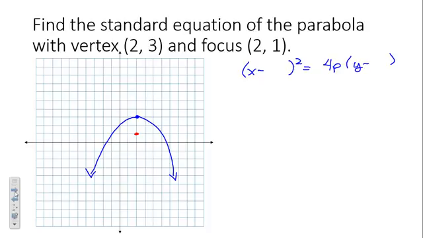Now let's put the vertex into that, right? So make sure you're grabbing the vertex, not the focus. Vertex is 2, 3. The 2 always goes with the x piece. So 2, 3 with the y. And now all we have to do is find out what p is.